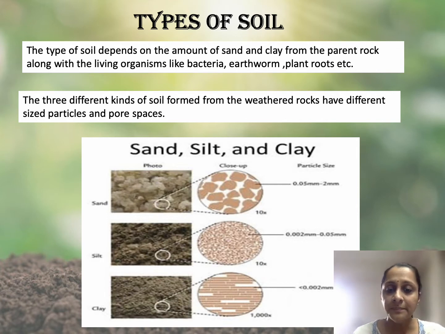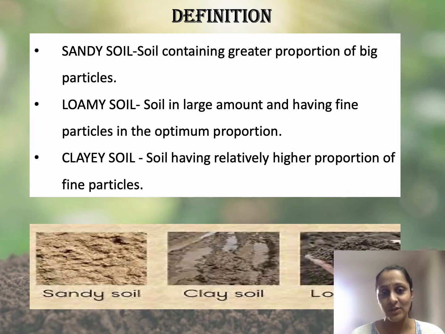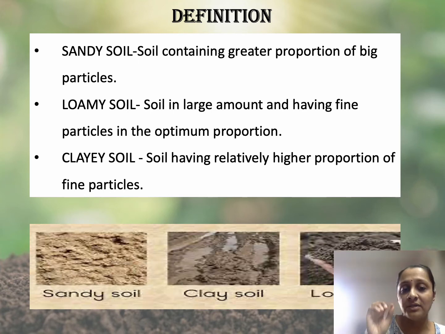So let us go further and talk about the sandy soil. These are the definitions. Sandy soil is a soil which contains a greater portion of big particles. That is what we have seen right now. Then loamy soil has fine particles in optimum proportion. It is going to have sand, clay and humus, but everything in proper proportion. Then you have clay soil, where the soil has a very high proportion of fine particles. They are absolutely fine. Loamy will be a mixture, somewhere in between the big and the small, so a medium one. But the clay is going to be really small particles.